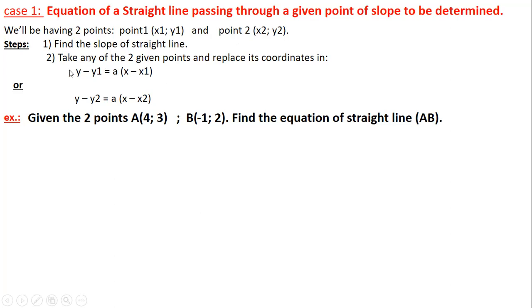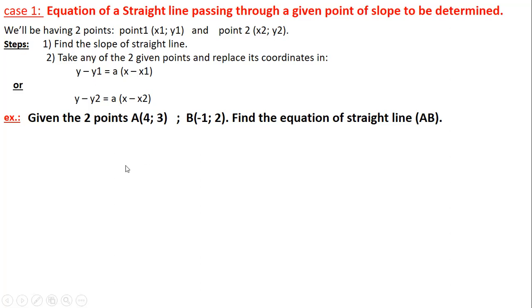Please, we should memorize this equation. From where did I get it? I get it from the equation of the slope. So y minus y1 equals slope times x minus x1, or y minus y2 equals slope times x minus x2. Again, what do we mean by y1 and x1? The abscissa and ordinate of the first given point. You can use either this or this. If you use any one of them, you will have the same answer. I have written both in front of you to see that you will get the same answer.